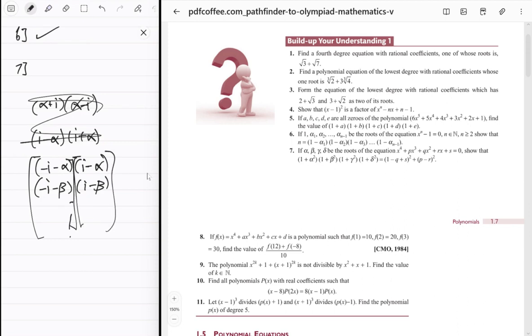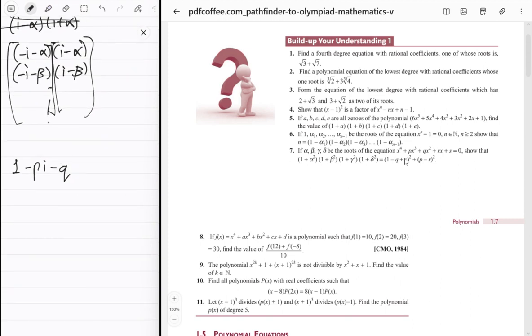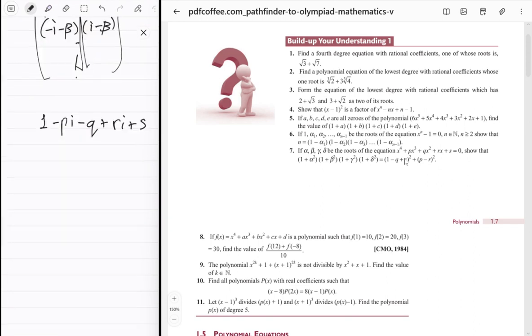So once you do those things, just multiply them together. It can't be that hard, can it be? Just put iota over there and negative iota and multiply. So what happens when you put iota in there? You just get 1 minus p iota minus q, then plus r iota plus s, right? And this can be written as 1 plus s minus q.